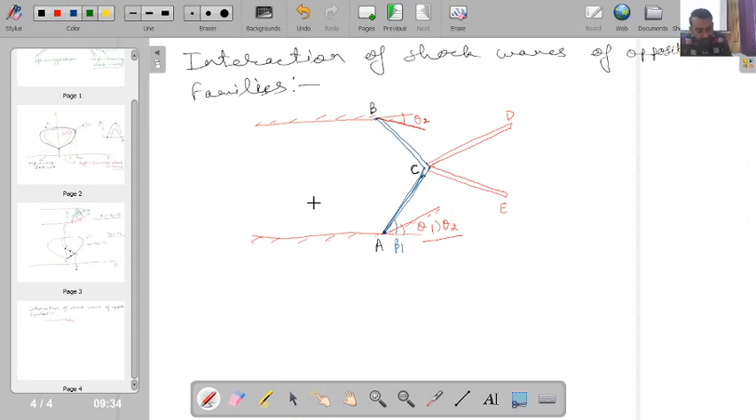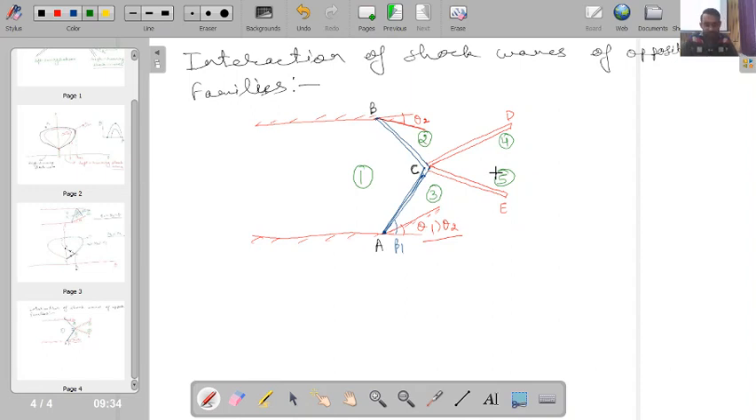Now let's see what is happening. This is my region number 1. Upstream conditions will remain the same over here. Say this is my region number 2. This is region number 3. Then behind this one region number 4, and behind this one region number 5. Is this one clear? Whenever a flow interacts with a wave, it will change. That's why we have multiple regions over here.